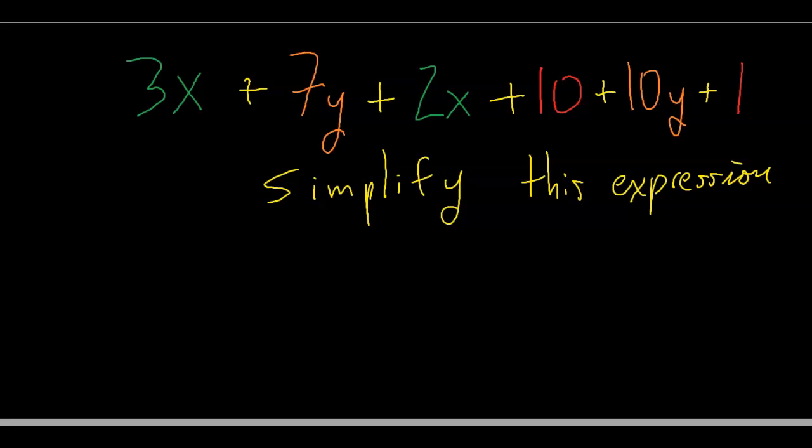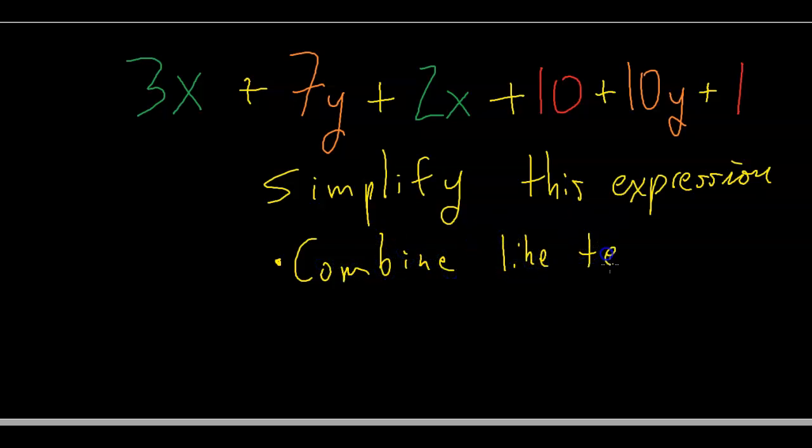All right, so let's look at this big old expression we have here. We have 3x plus 7y plus 2x plus 10 plus 10y plus 1, and we're asked to simplify this expression. So when you're given just a big expression with a bunch of different variables being added or subtracted together, maybe some multiplication thrown in there too, basically the idea is we want to combine like terms. You've probably heard that verbiage before. I bet you anything you've at least heard that phrase, combine like terms.